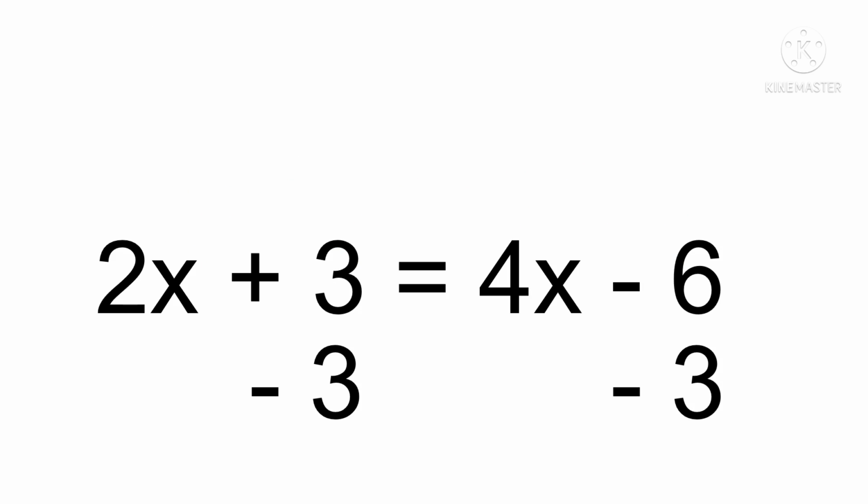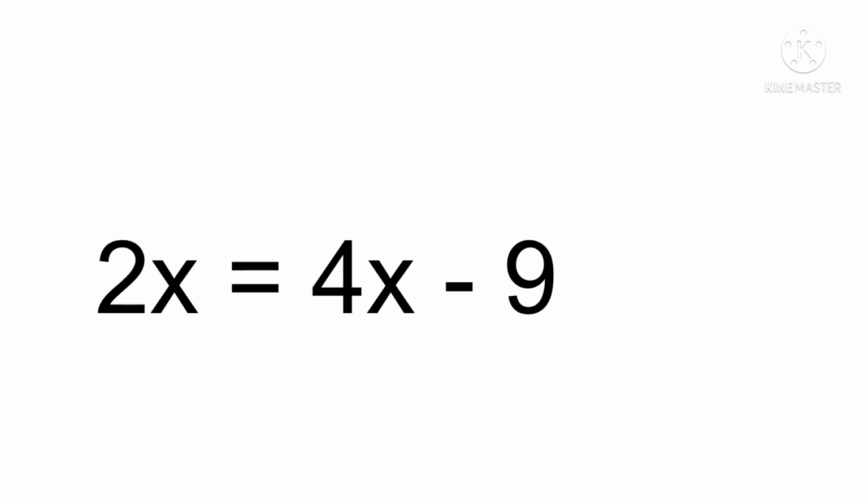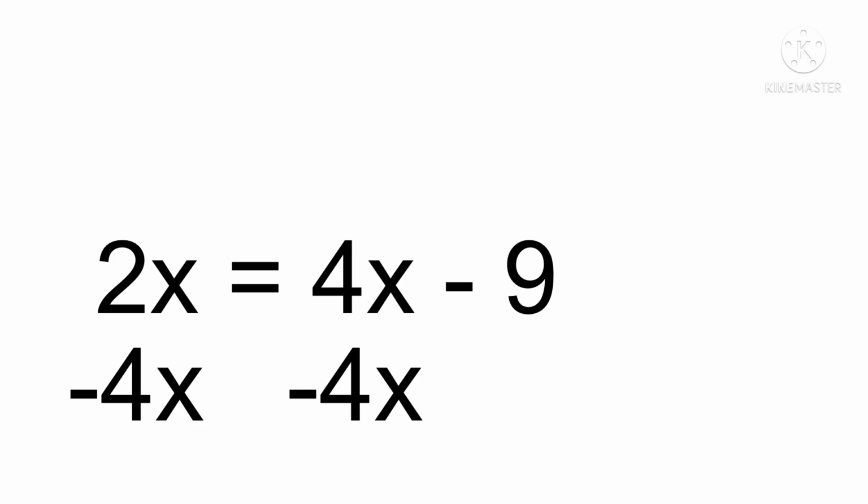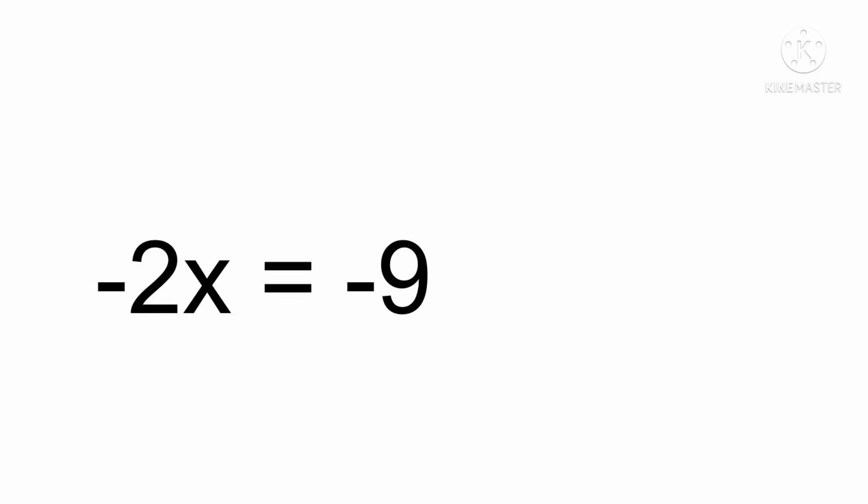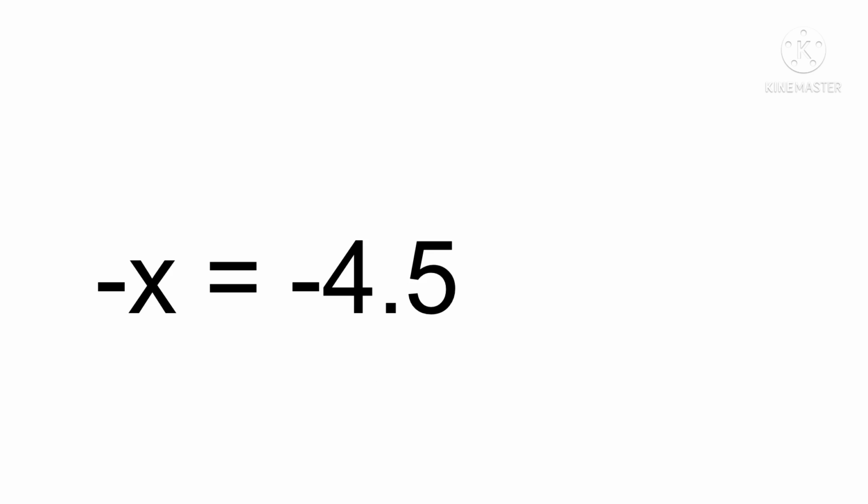So, we subtract 3 from both sides of the equation to cancel out the plus 3 and get 2x equals 4x minus 9, and then we subtract 4x from both sides to put all the variables on the left side. Next, we divide both sides by 2 and we're then left with negative x equals negative 4.5.